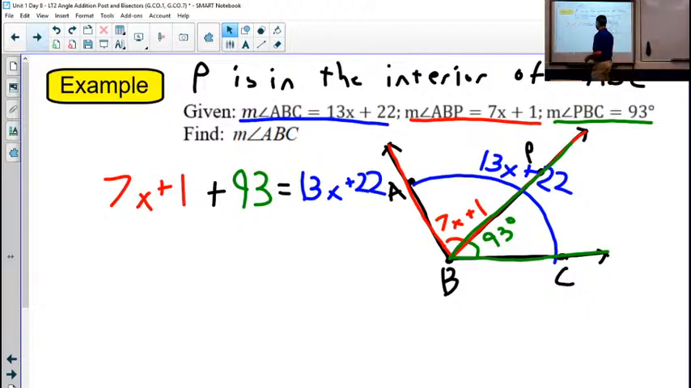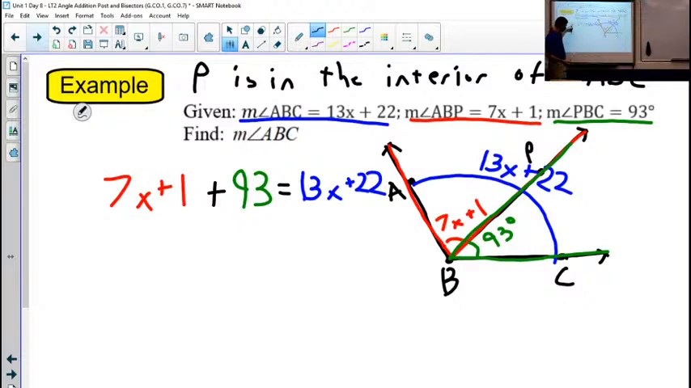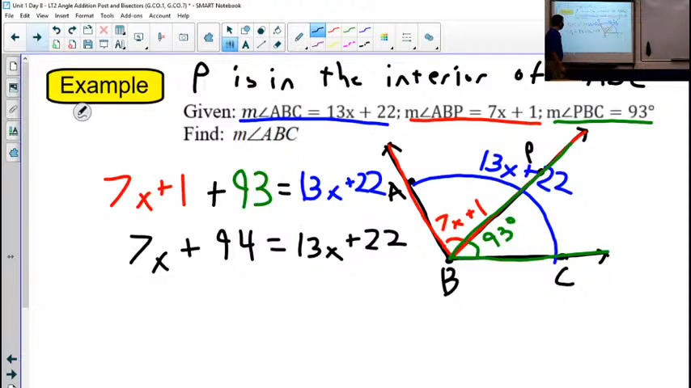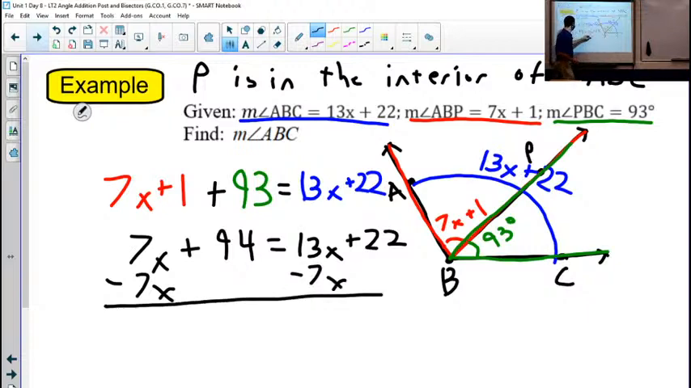Now let's solve it. Again, before I move anything else around, we're going to put together our terms on the same side. 7x here. I got a plus 1 and a plus 93. That's going to be plus 94. And over here, I just have the 13x plus 22. Now I can start moving things around. We're going to subtract 7x from both sides. Seven x's cancel here, and I just have a 94.